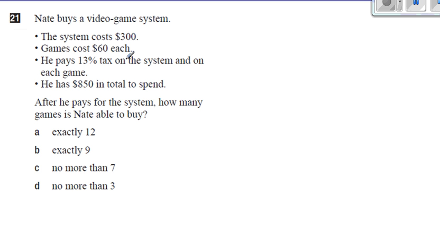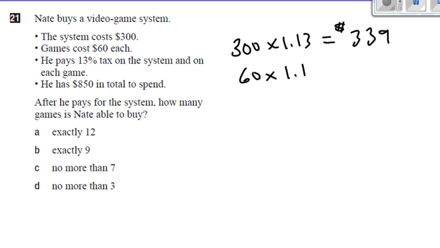Nate buys a video game system. The system costs $300. Games cost $60. He pays 13% tax on the system and the game. He has $850 to spend. How many games can he buy? First of all, let's figure out what tax is. On a $300 system with 13% sales tax, he would end up paying $339. For a $60 game with 13% sales tax, he would end up paying $67.80 for each game.